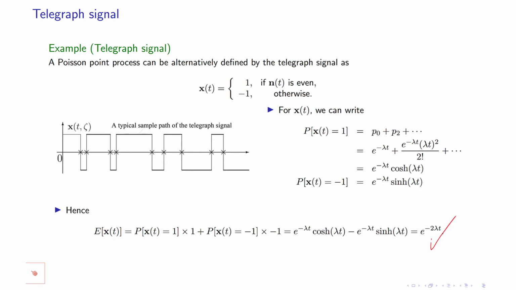So if you plot this function, you see that it starts from 1, because if t is equal to 0, e to the power of 0 is 1, and then exponentially this will reduce. So the slope of this one is equal to 1 over 2 lambda. So if lambda is large, this will decrease faster.